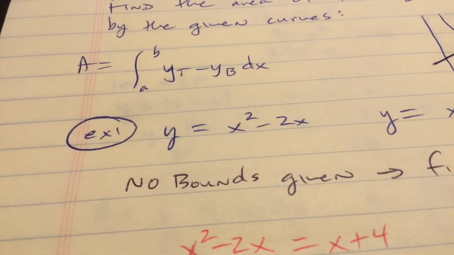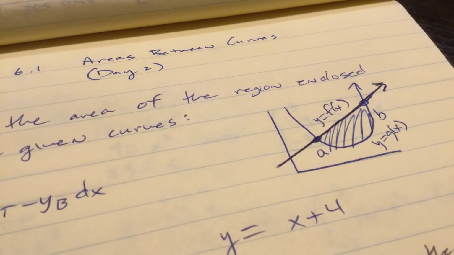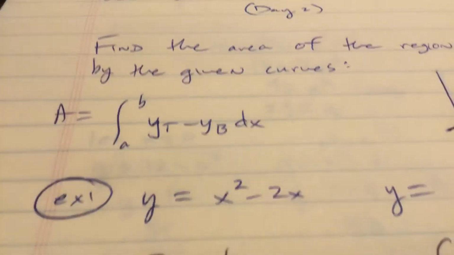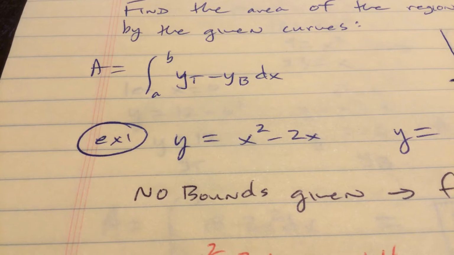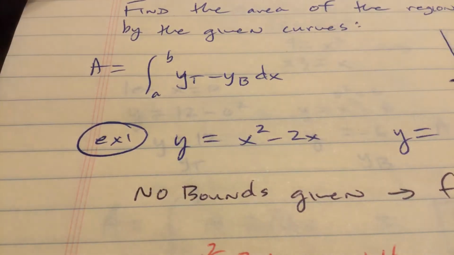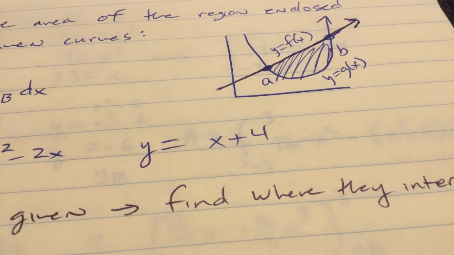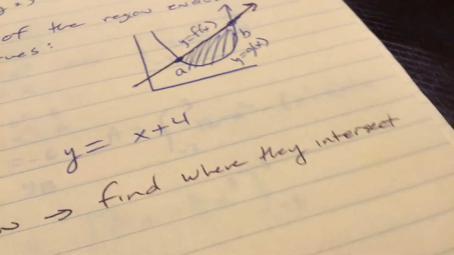So here's your first example. Example 1. All of them are find the area of the region enclosed by the given curves. Example 1 says y equals x squared minus 2x. That's the first curve. The second curve is y equals x plus 4. That's all you're given. I don't give you any bounds. I don't say integrate from -2 to 3 or anything like that. Nope. If no bounds are given, then we have to find out where they intersect.